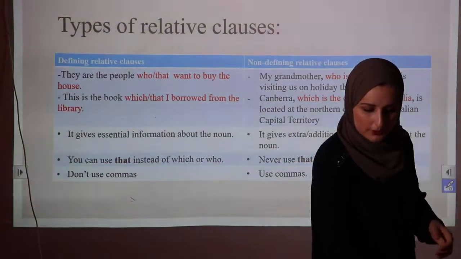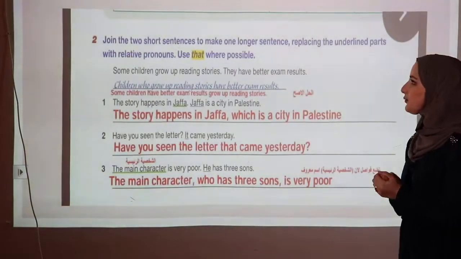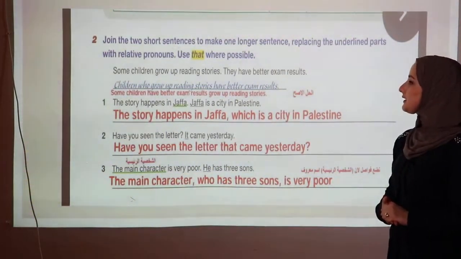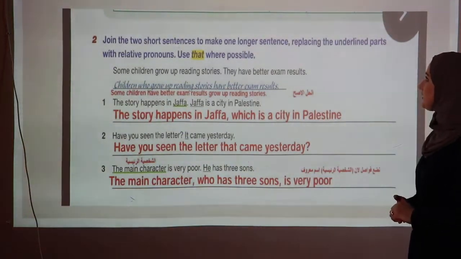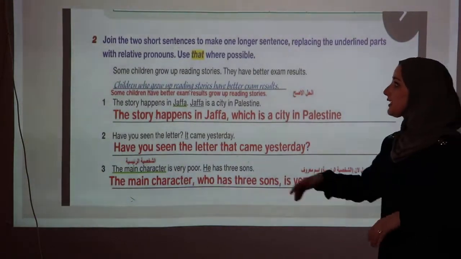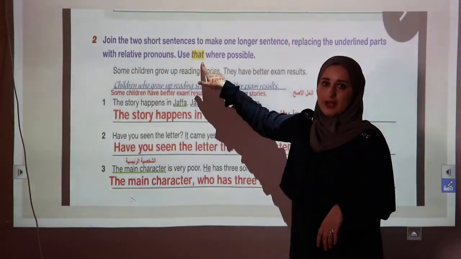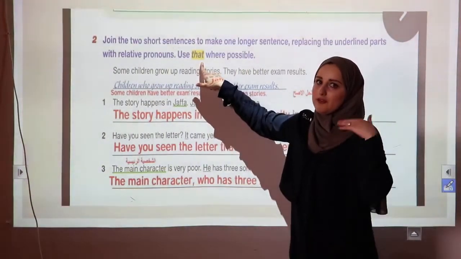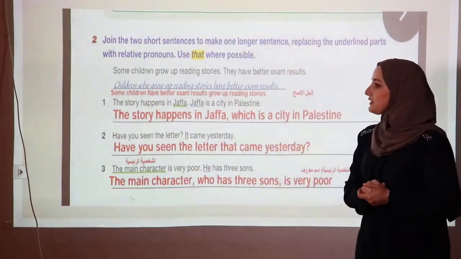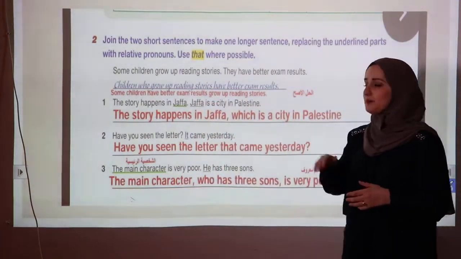Let's practice more and open your book on page 92. The question says, question number 2. Join the two short sentences to make one longer sentence, replacing the underlined parts with relative pronouns, use that where possible. So when do we use that? When we have a defining relative clause. So you have to decide. Let's see sentence number 1. The story happens in Jaffa. Jaffa is a city in Palestine.